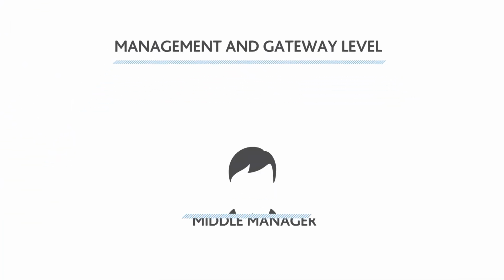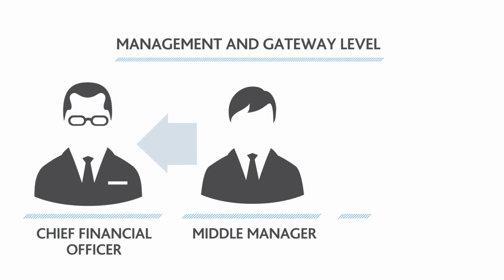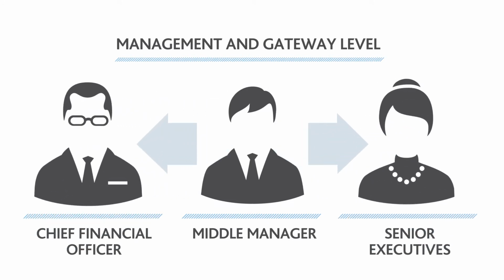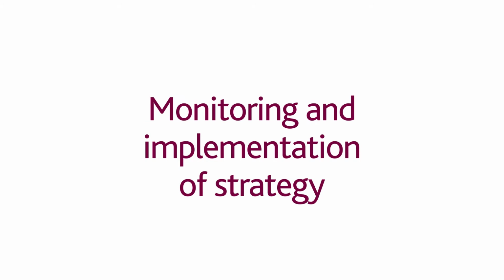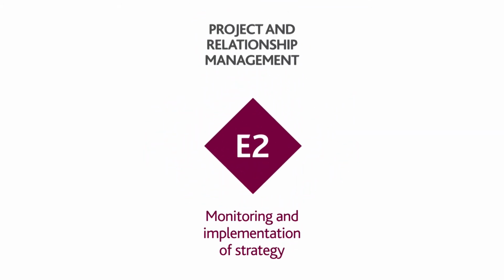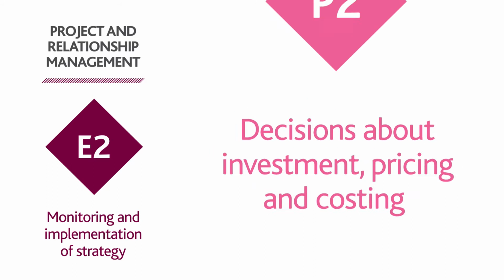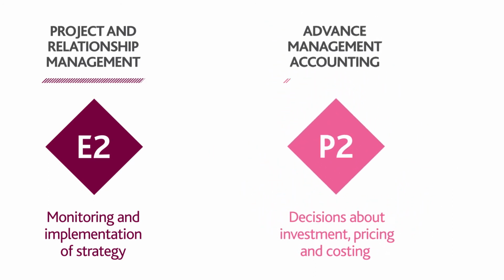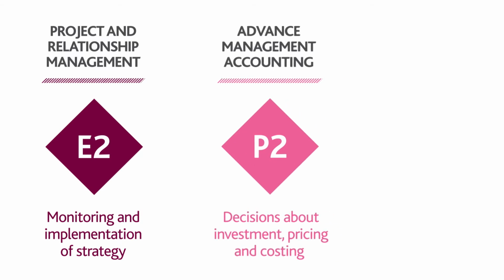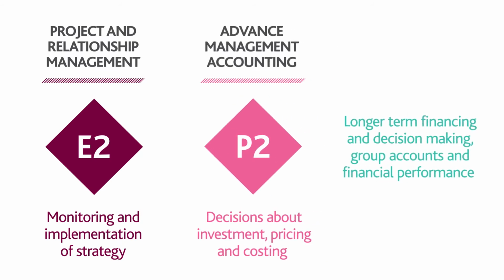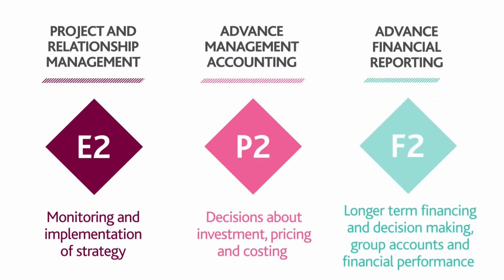At the management and gateway level, you are a middle manager reporting to the Chief Financial Officer or senior executives who require your advice in dealing with various issues and evaluating opportunities. You can see from the description that this links back to the various subjects regarding the monitoring and implementation of strategy, which is covered in E2, Project and Relationship Management. Decisions about investments, pricing and costing, which is in P2, Advanced Management Accounting. And finally, longer-term financing and decision-making, group accounts and financial performance, which is covered in F2, Advanced Financial Reporting.